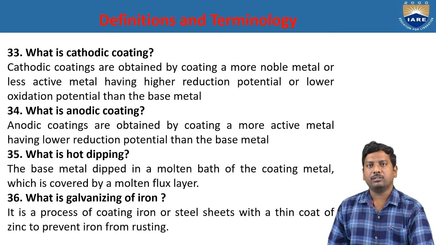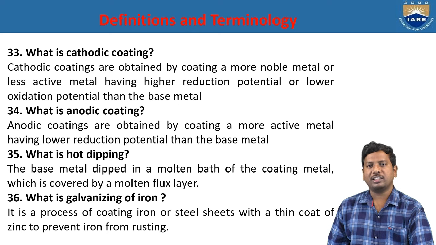And what is cathodic coating? Cathodic coatings are obtained by coating a more noble metal or less active metal having higher reduction potential or lower oxidation potential than the base metal. This is also based on the electrochemical series. And what is anodic coating? Anodic coatings are obtained by coating a more active metal having lower reduction potential than the base metal. Now we see what is hot dipping. The base metal is dipped in a molten bath of coating metal, which is covered by a molten flux layer. That is nothing but hot dipping.